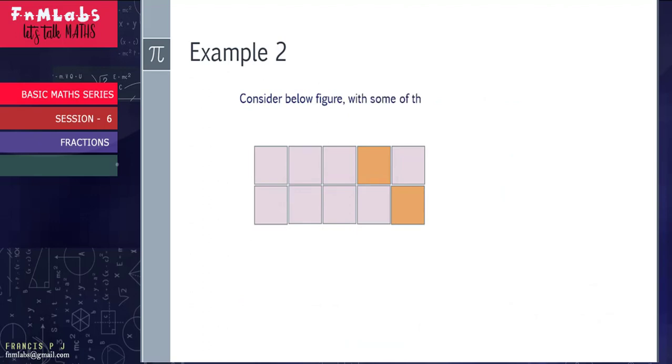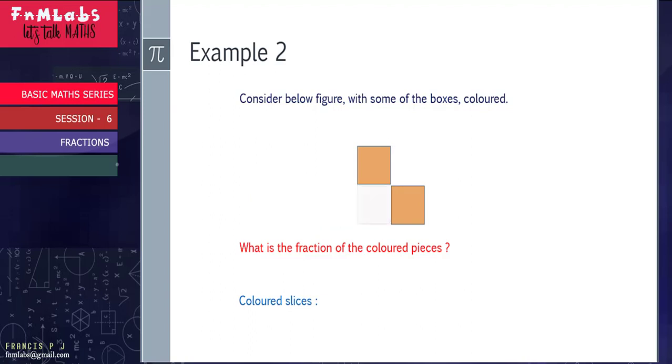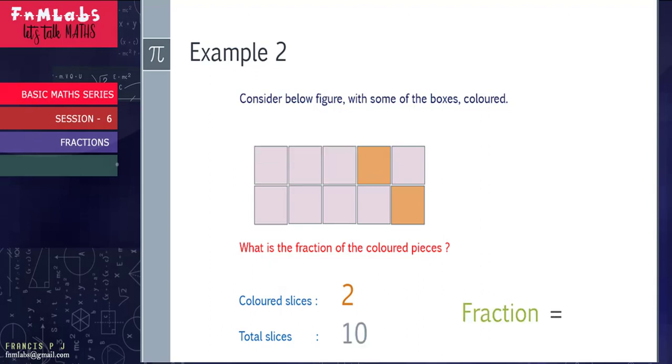Consider another example. In the figure below, with some of the boxes colored, what is the fraction of the colored pieces? Colored slices are 2 in number and total slices are 10 in number. So the fraction is 2 divided by 10.